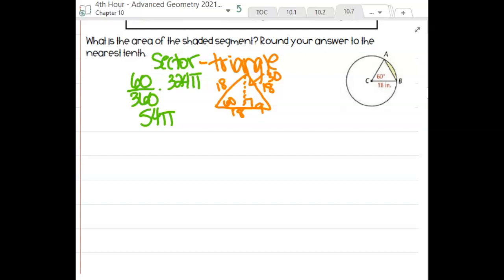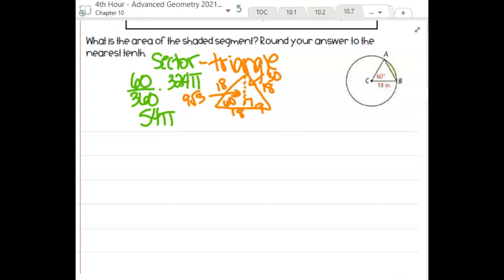Now I have my shorter side. I need the longer side. How do you go from the shorter side to the longer side? Multiply by the square root of 3. So your height is going to be 9 square roots of 3. Okay, to find the area of a triangle, I need one half the base and the height, which I have.